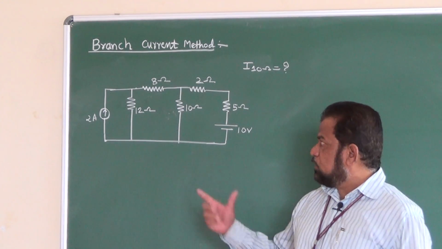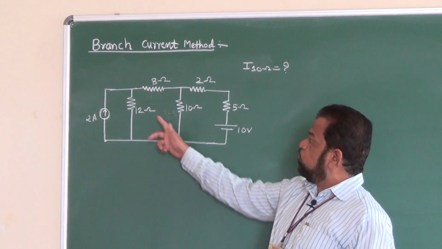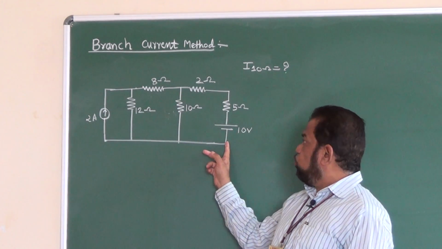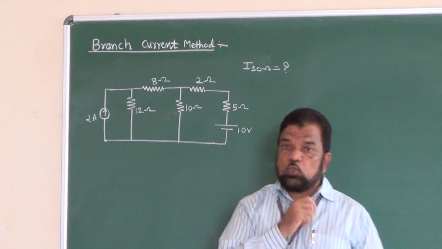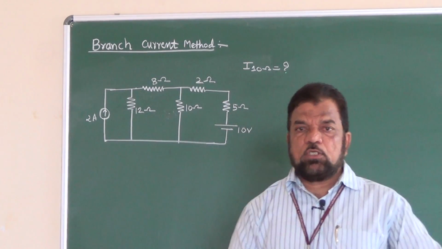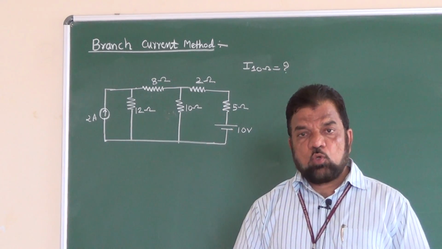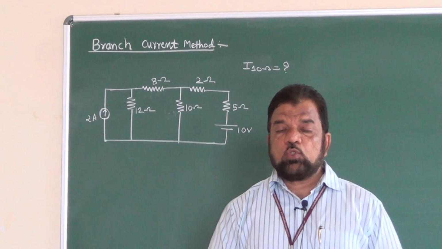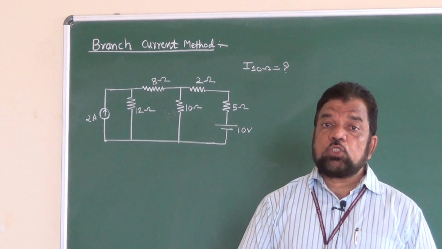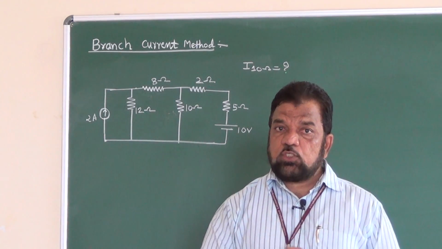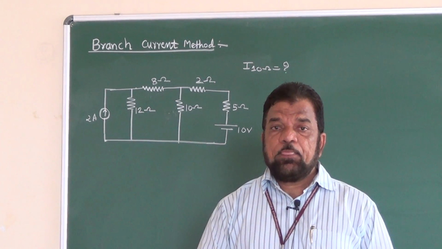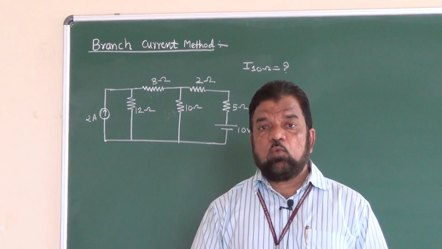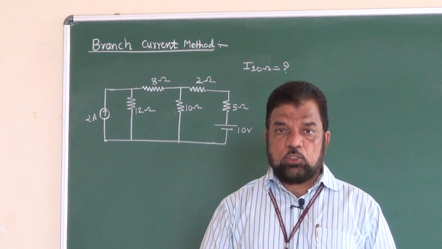If you look at the circuit, it consists of 1, 2, 3, 4, 5 resistances, one battery of voltage 10 volt, and one current source having a value of 2 ampere with the shown direction. For solving such problems using the branch current method, we have to use the concept of source transformation. That means if a current source has a resistance in parallel, then we have to convert it into an equivalent voltage source.